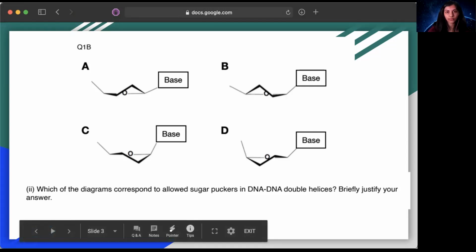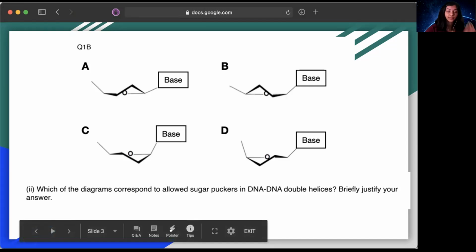Hopefully, okay, I need to hurry because I'm taking up too much time. Sorry. Okay, so which of the diagrams correspond with the allowed sugar puckers in DNA-RNA double helices? And please justify your answer. Anybody? Okay, so C3 endo. Yes, that would make sense. And then why would that be the case?